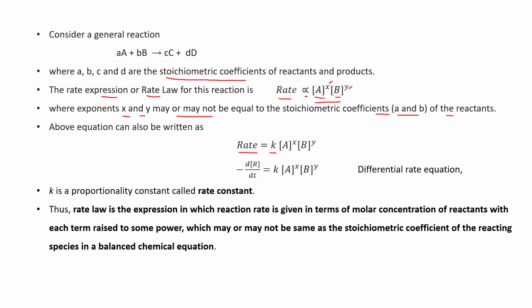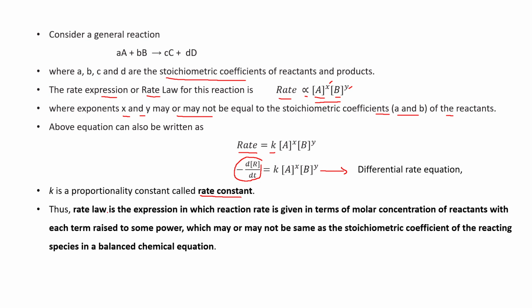The above reaction can also be written as rate is equal to k. We remove the proportionality sign, and this k is written with [A] power x, [B] power y. And as we know, rate is the change in concentration of reactant per unit time. That's why this expression is known as the differential rate equation, and this k is known as the rate constant.